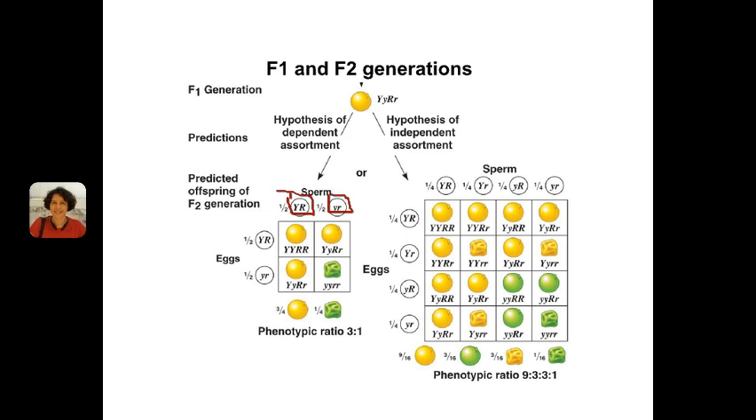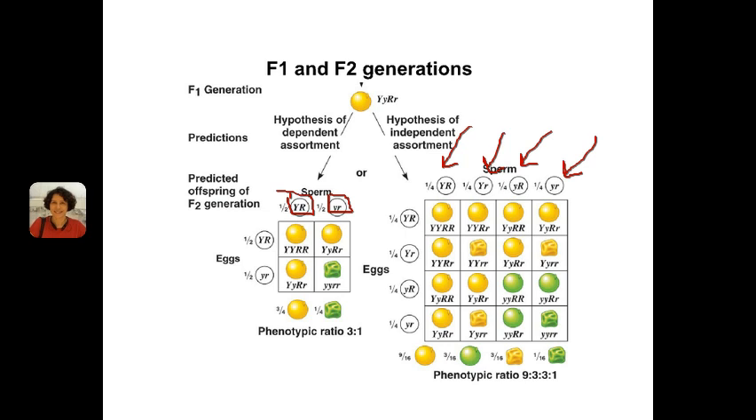The other hypothesis is that assortment is independent, so the individual is mixing the alleles independently of each other, the characteristics independently of each other. So you get big Y, big R, big Y, little r, big R, and little y, little r. In other words, you are mixing and matching the characteristics in all possible combinations.